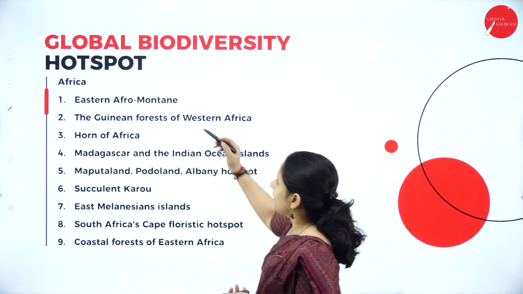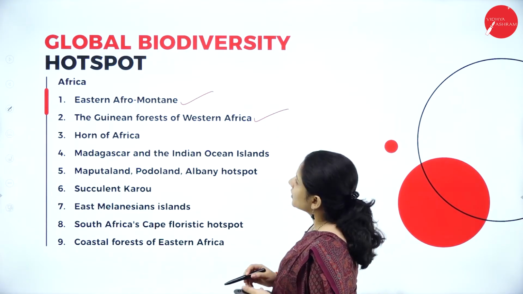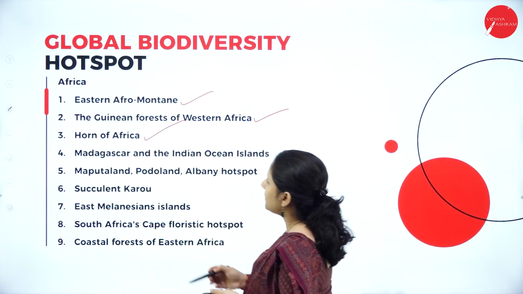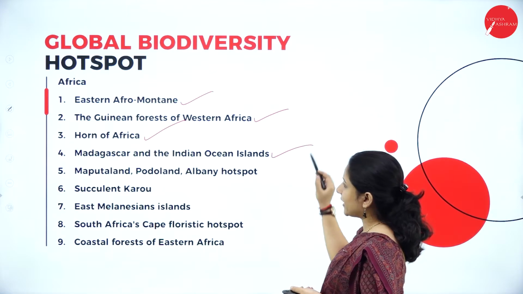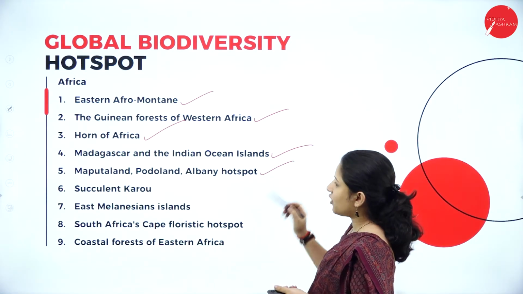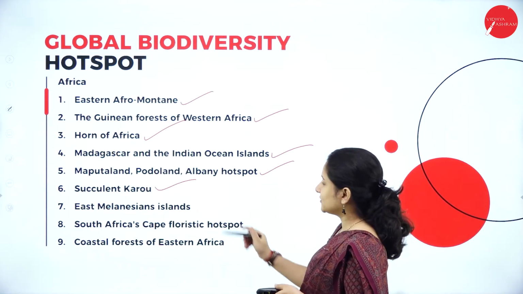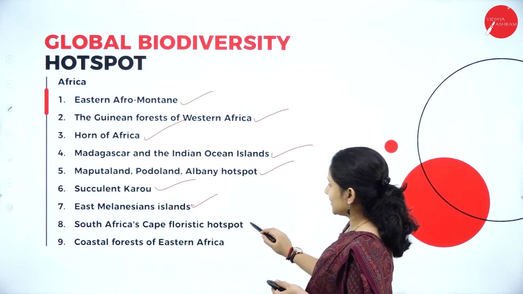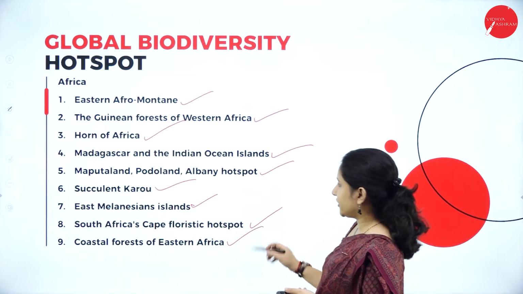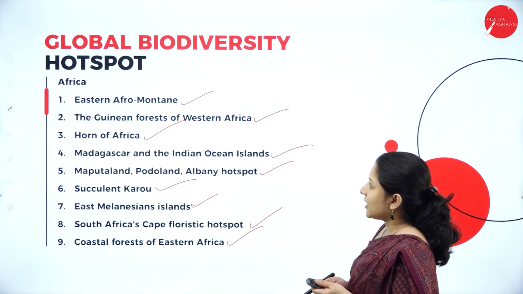So in Africa, we have the Eastern Afro-montane, the Guinean forest of Western Africa, Horn of Africa, Madagascar and the Indian Ocean Islands, then Maputaland-Pondoland-Albany hotspots, then Succulent Karoo, then East Melanesian Islands, then South Africa's Cape floristic hotspot, coastal forest of Eastern Africa. So all these are the different biodiversity hotspots in Africa.